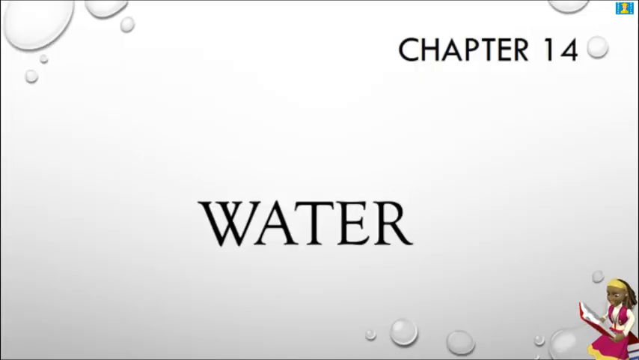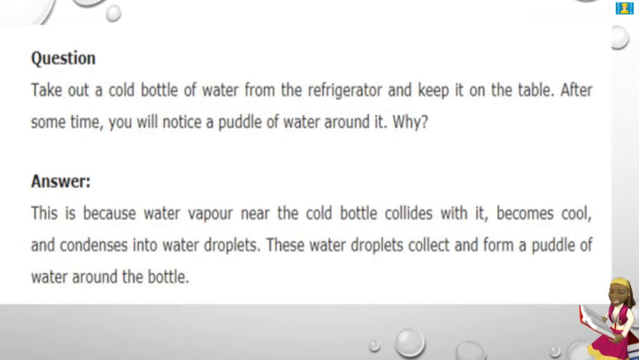Chapter 14, Water. And the first question is, take out a cold bottle of water from the refrigerator and keep it on the table. After some time, you will notice a puddle of water around it. Why? This is because water vapor near the cold bottle collides with it, becomes cool and condenses into water droplets. These water droplets collect and form a puddle of water around the bottle.